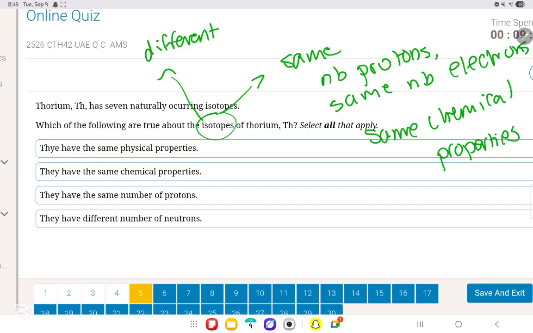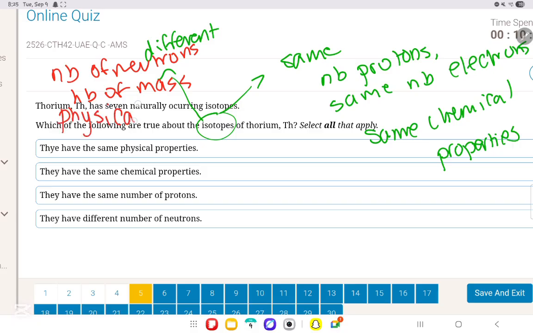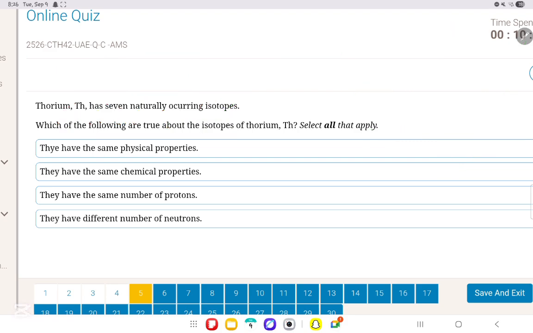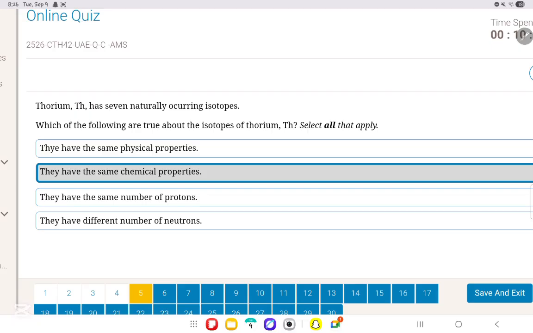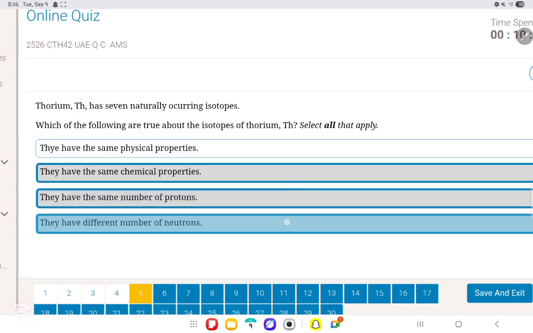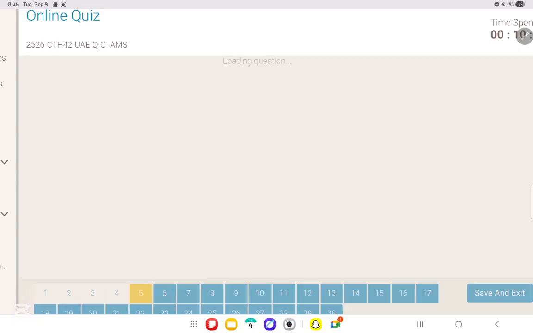However, when we are dealing with isotopes, you are adding neutrons. So you will have a different number of neutrons, which leads to a different mass number, which then, because mass is a physical property, will lead to different physical properties. Okay, so that's a quick summary of isotopes. They don't have the same physical properties, but they have the same chemical properties. They have the same number of protons and a different number of neutrons. Let's move on to question number 6.